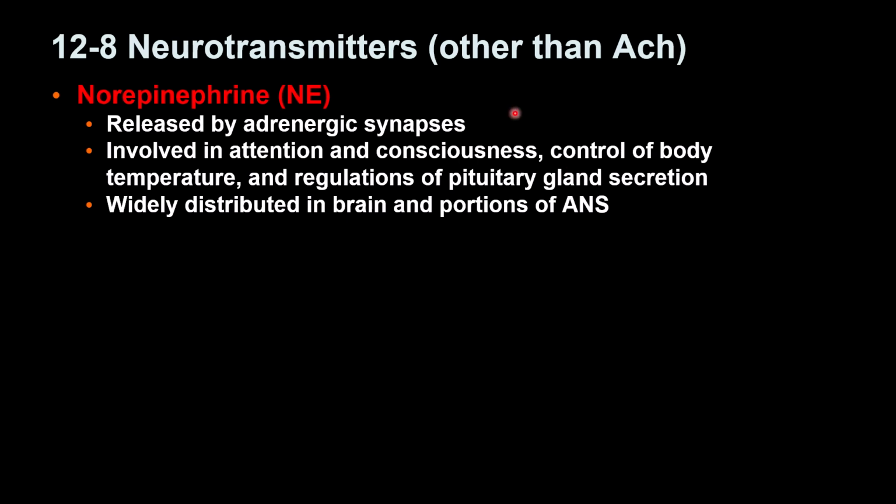The second type of the neurotransmitter is called norepinephrine. They are mainly in the adrenergic synapses. Adrenergic synapses are part of the autonomic nervous system and the sympathetic system. They are important for attention and focus, consciousness, and waking up. They increase body temperature, and also they are important for regulation of the pituitary gland. So they are located in the sympathetic nervous system, but also in some other parts of the brain.